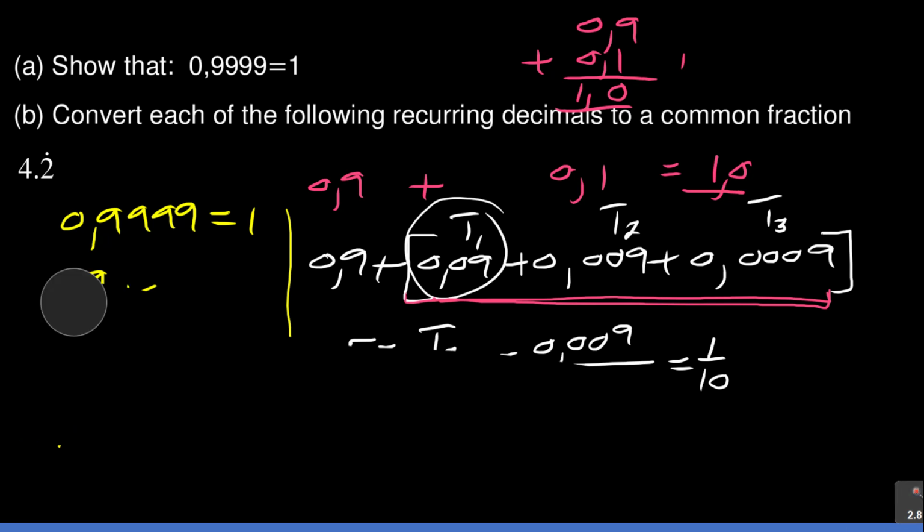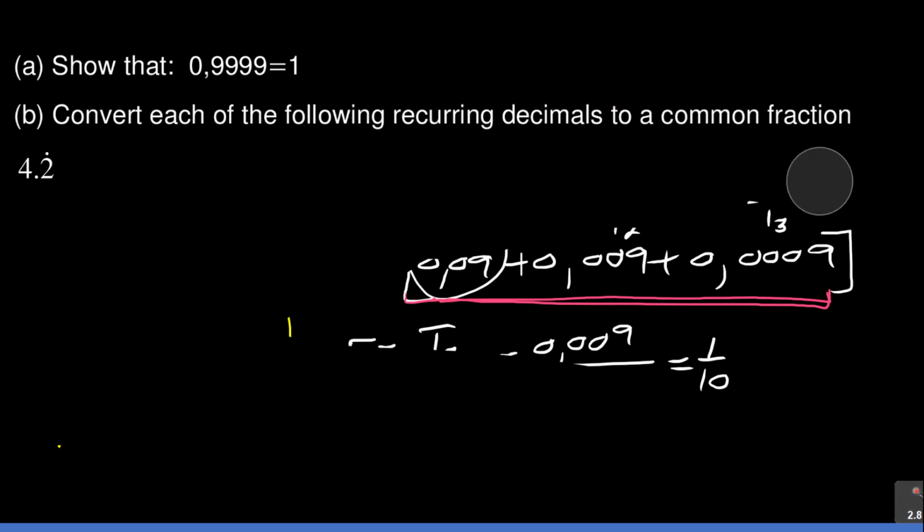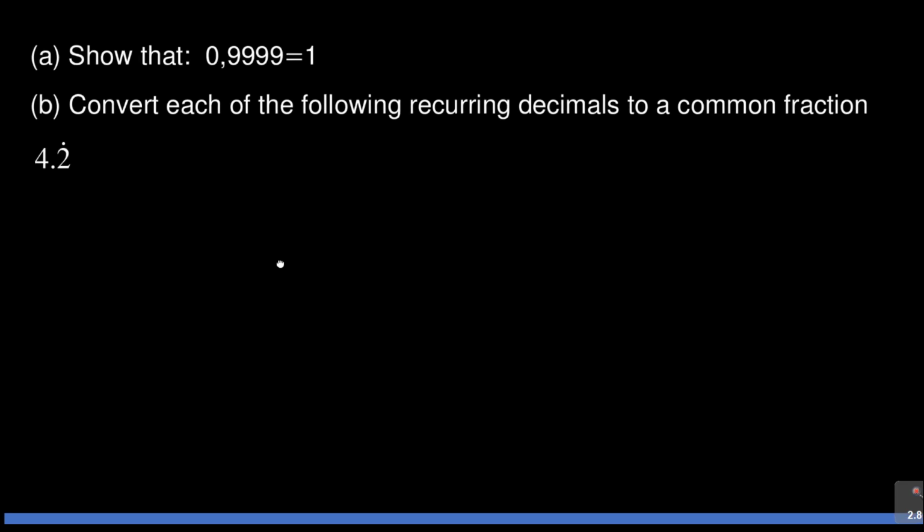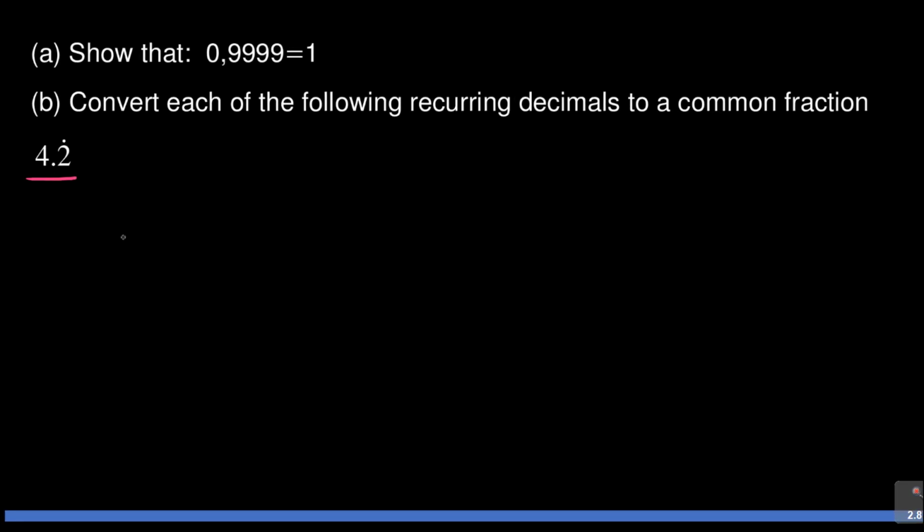Let's look at the other question, which is similar: convert each of the following recurring decimals to a common fraction. Okay, I've got 4.2 recurring. Remember this part when they say 4.2 and 2 recurring, what does it mean? It's 4.2, 2, 2, 2, 2, 2, and so on.